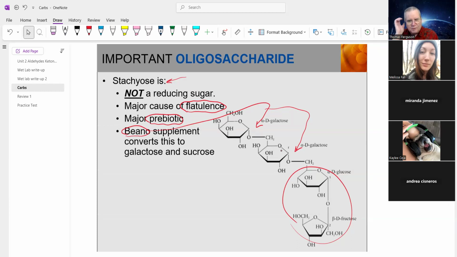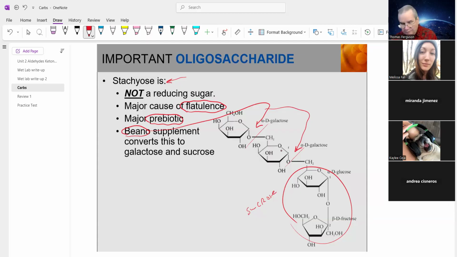So it's also a prebiotic for babies. And in fact, if you take Beano to reduce gas, it takes the galactose from the 2 galactoses from sucrose down below. This is sucrose down here. So what Beano does, it hydrolyzes right here and gives you plain old sucrose and galactose.